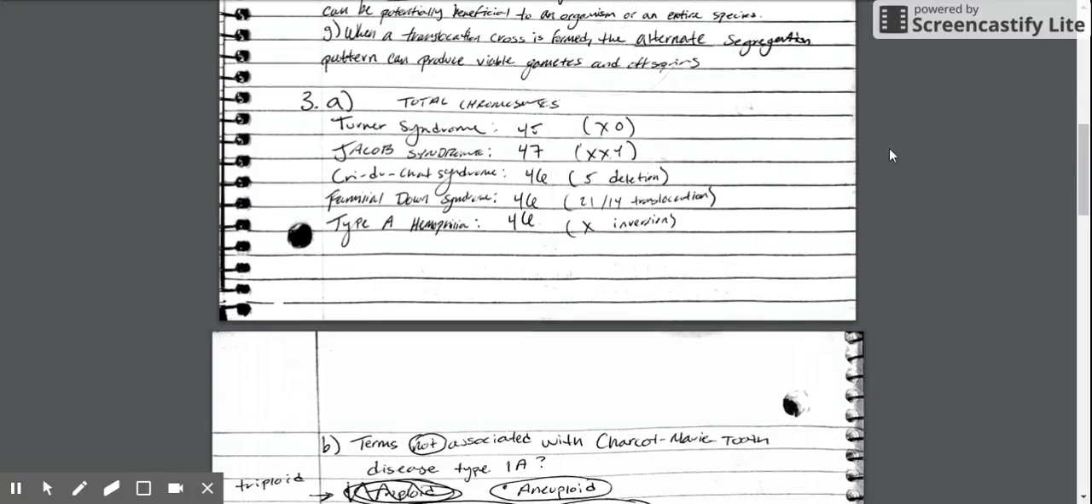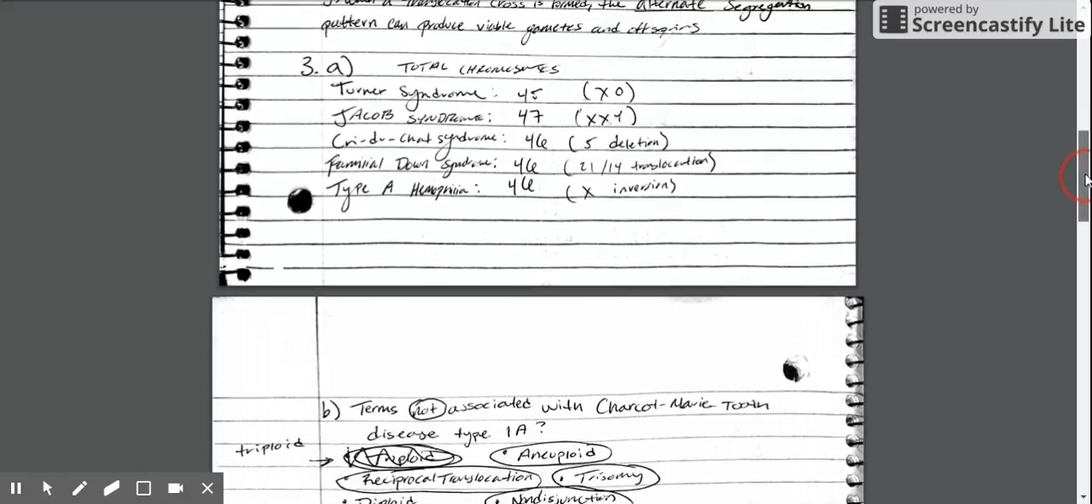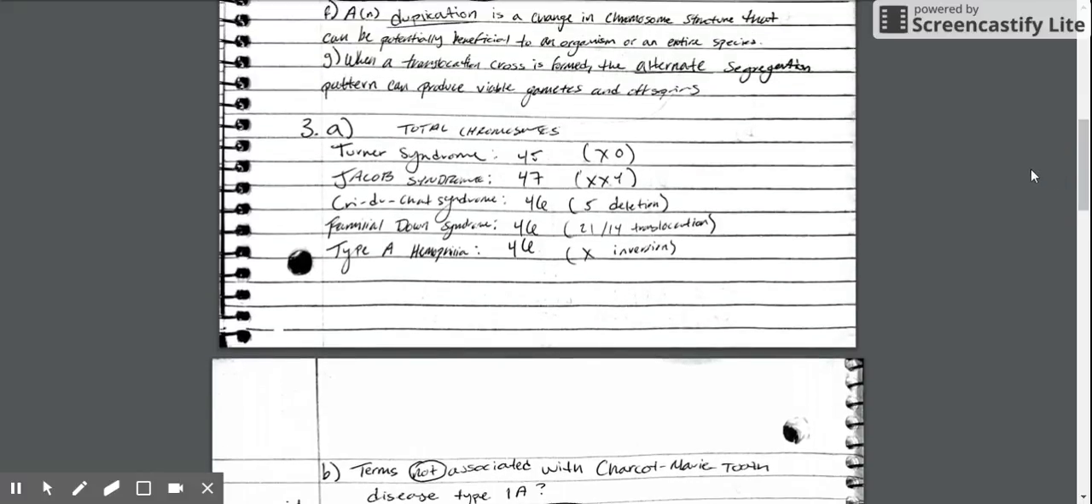Moving on to question 3. 3A is just asking total chromosomes in these syndromes, these diseases. Turner syndrome is 45. I talked about that. You just have one X chromosome. Jacob syndrome is 47. Non-disjunction causes you to have two X chromosomes plus a Y chromosome.